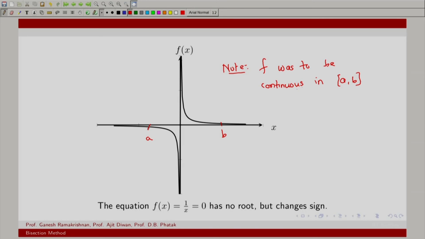So what do you do if these conditions don't hold? More about this in the following lecture. Thank you.